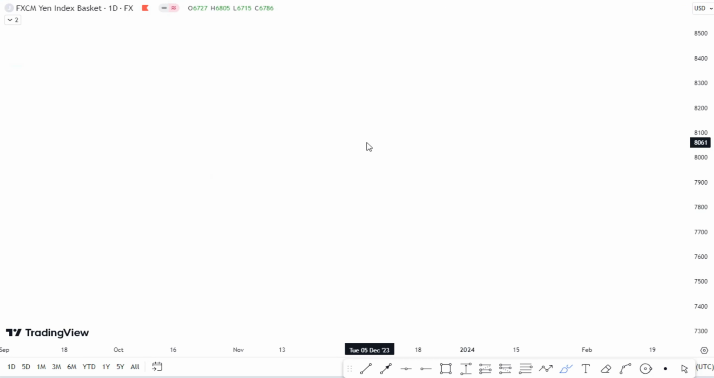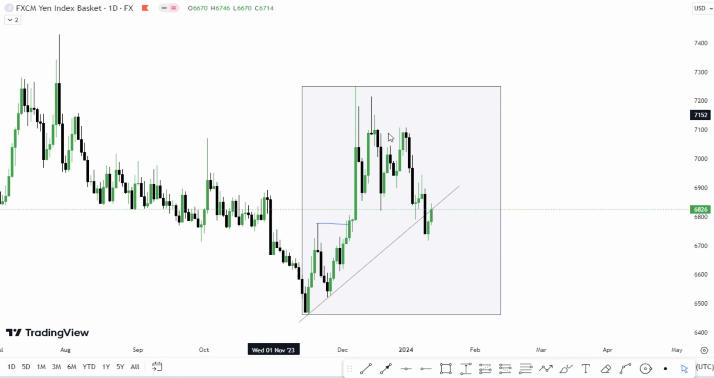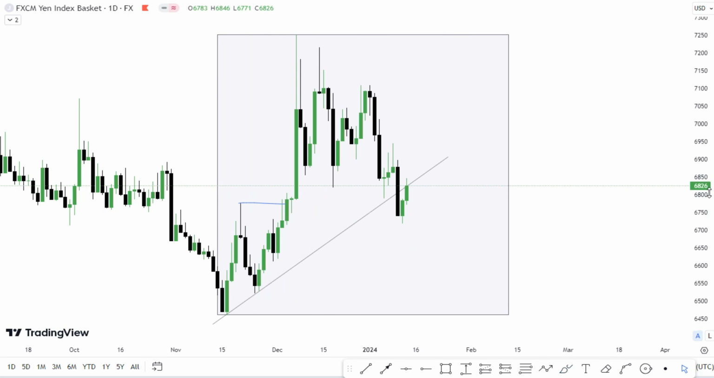I'll just keep my chart clean and basically go back to our chart, which is around these areas here. So this is on the daily time frame.